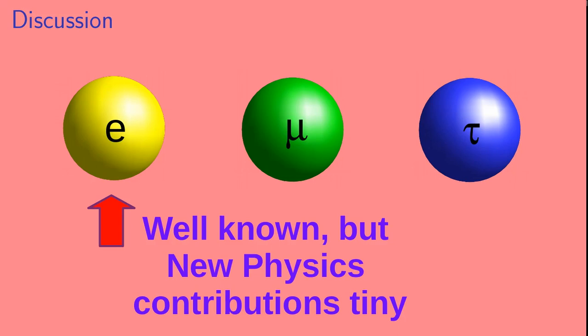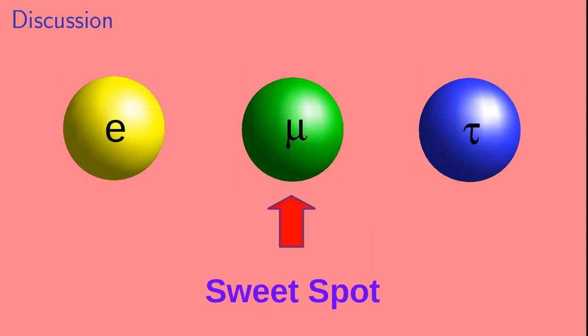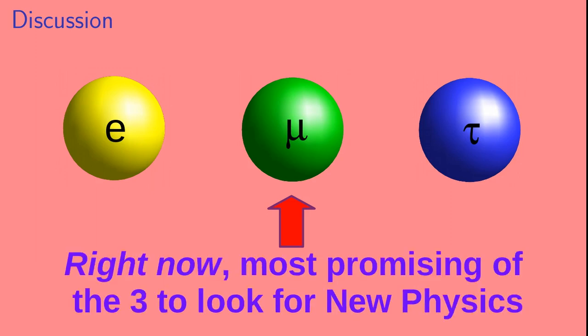So the short version of the story on g-2 of the electron, muon, and tau is the following. For the electron, g-2 is very well known, but the new physics contributions are expected to be tiny. In the case of the tau, the new physics contributions are expected to be large, but unfortunately we have huge experimental error bars. And in the case of the muon, well, that's the sweet spot. So right now, muon g-2 is the most promising of the three to look for new physics.